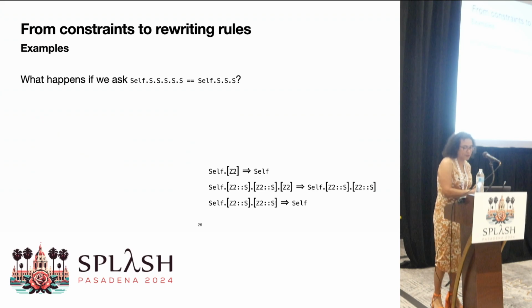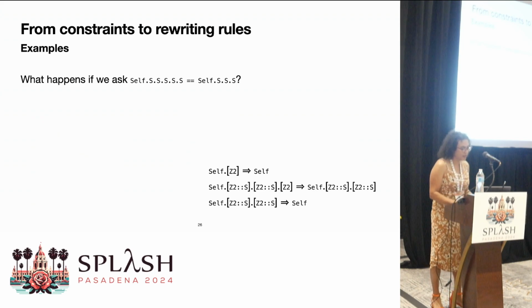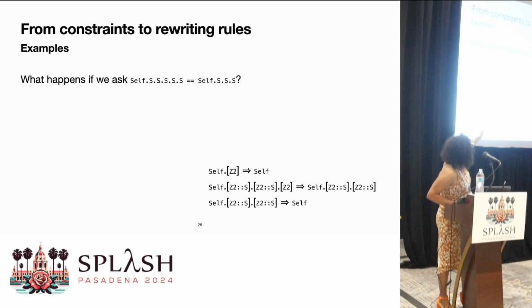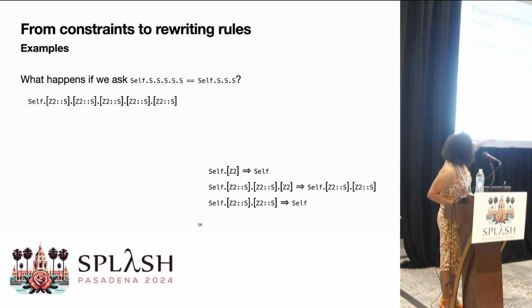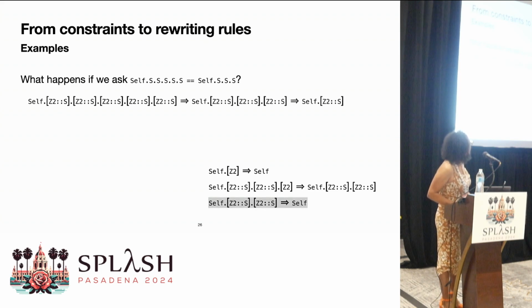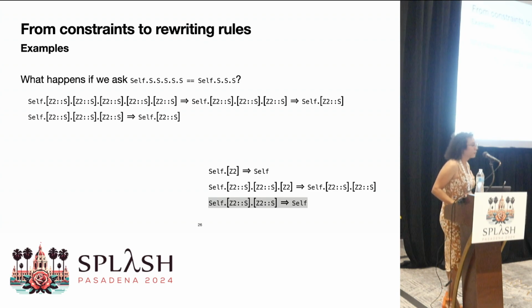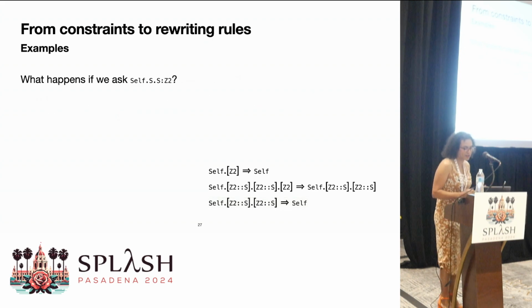So now what happens if we ask whether 5 is congruent to 3, or more precisely, what happens if we ask, does self.s.s.s equal self.s.s.s? Then we start with the type on the left, we encode this type, and then we use the last rule to rewrite it, and we eventually get to a normal form. Then we do the same thing for the terms on the right, and since they have the same normal form, we can conclude that these things are equal. Okay, we win.